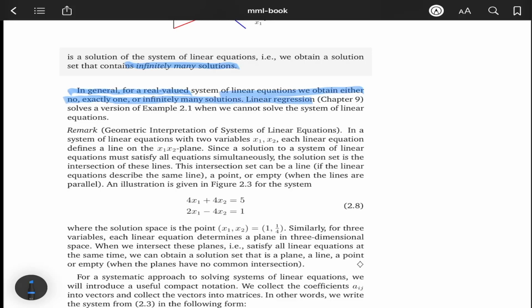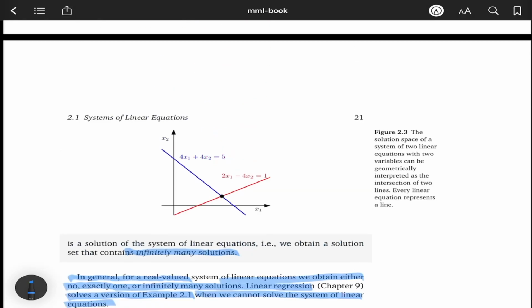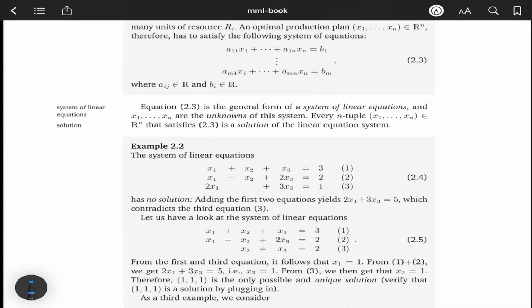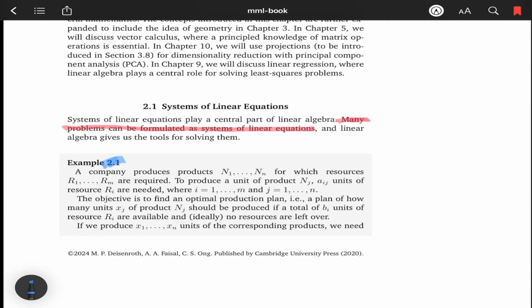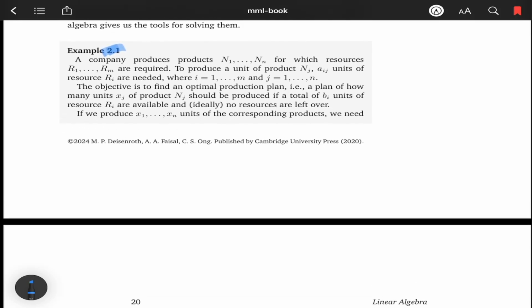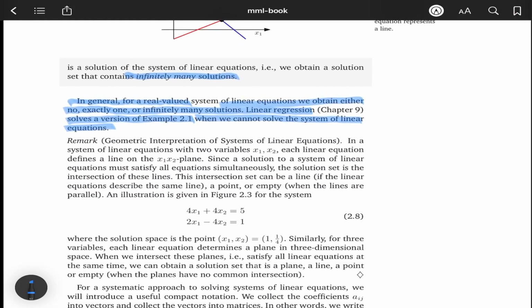Linear regression solves a version of 2.1 when we cannot solve the system of linear equations. Okay, what was this 2.1? This one, the one we struggled with. Okay, so 2.1 was actually solvable because we had all the information. As shown, it was solvable. But in case it's not solvable with a system of linear equations, then what we do is linear regression. So I think this one is important. Linear regression solves a version of linear equations which cannot be solved with a system of linear equations.